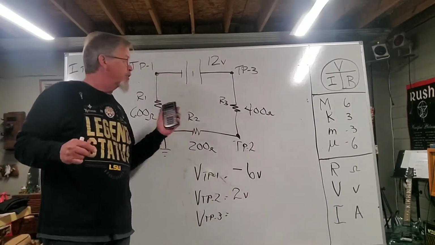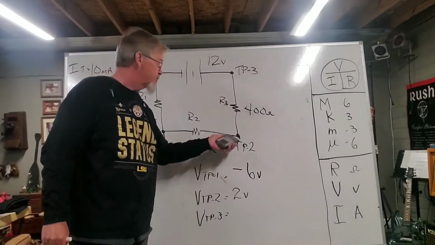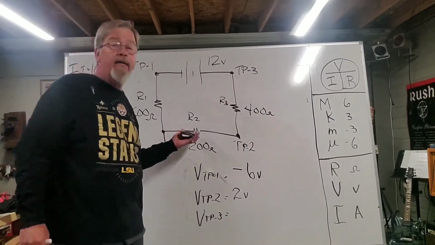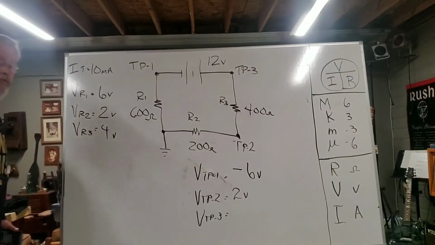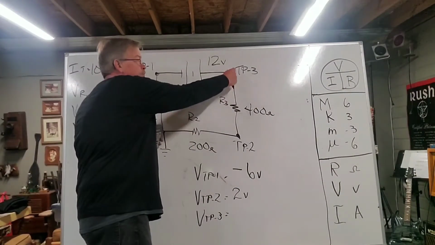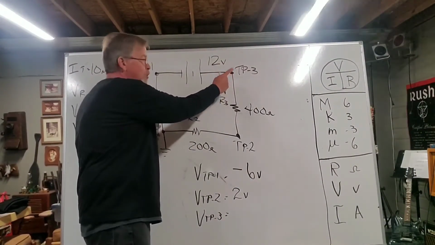Now, that was just one resistor. What do we do when we have 2 resistors between ground? Well, what did we decide? We decided that voltages across these resistors will add up. Voltage across these resistors will add up to be equal to that potential. So I know it's on the positive side of the source, so it's going to measure positive.